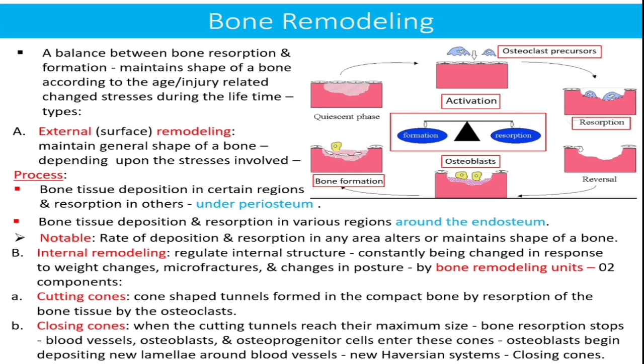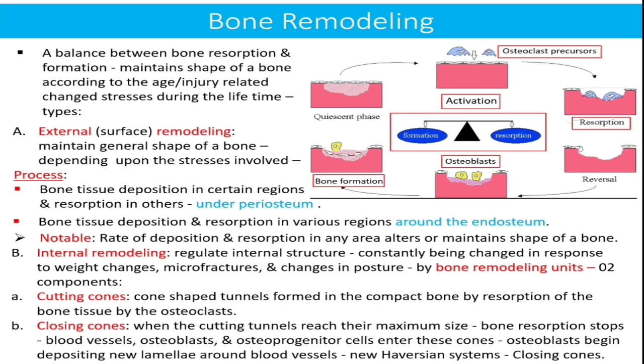This bone remodeling occurs through bone remodeling units, which have two components. Number one are the cutting cones. These are cone-shaped areas or tunnels formed in the compact bone by resorption of the bone tissue by the osteoclasts.